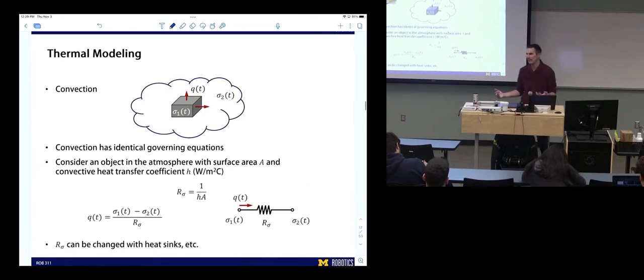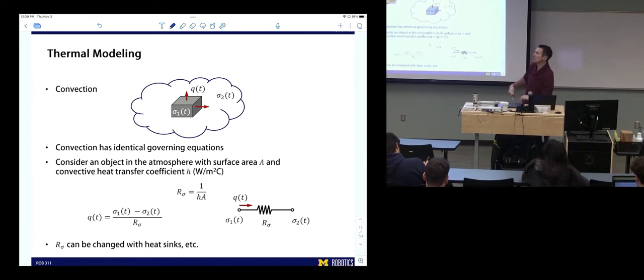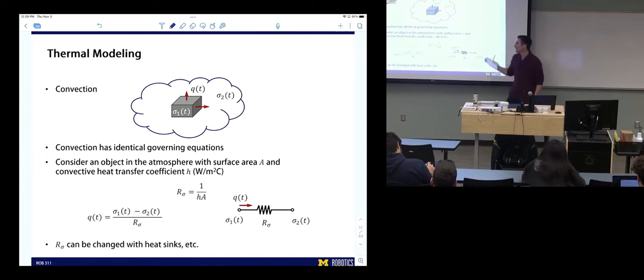We can also talk about convection, a different concept but the same equations. So this is heat flowing into the atmosphere, causing heat to rise, with cool air coming in. Also a resistor. Sigma is temperature in all of these notations. So we're just going to set this up like Ohm's law, and we can change it with heat sinks, which is pretty cool.